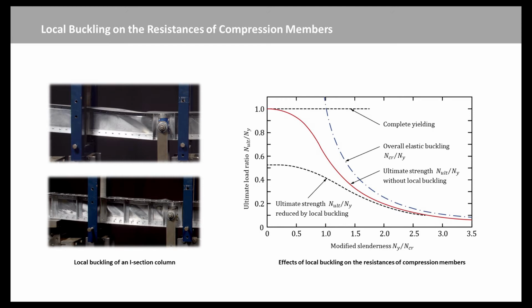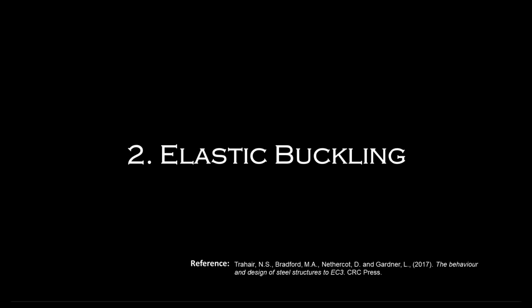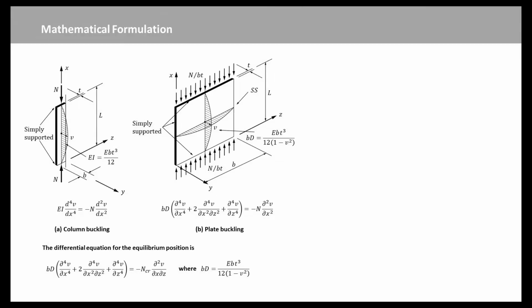In this video, the behavior of thin rectangular plates subject to in-plane compression will be discussed. Next, we will introduce the simply supported plates. The thin flat plate element of length L, width B, and thickness T is simply supported along all four edges. Applied compressive loads N are uniformly distributed over both edges B of the plate.